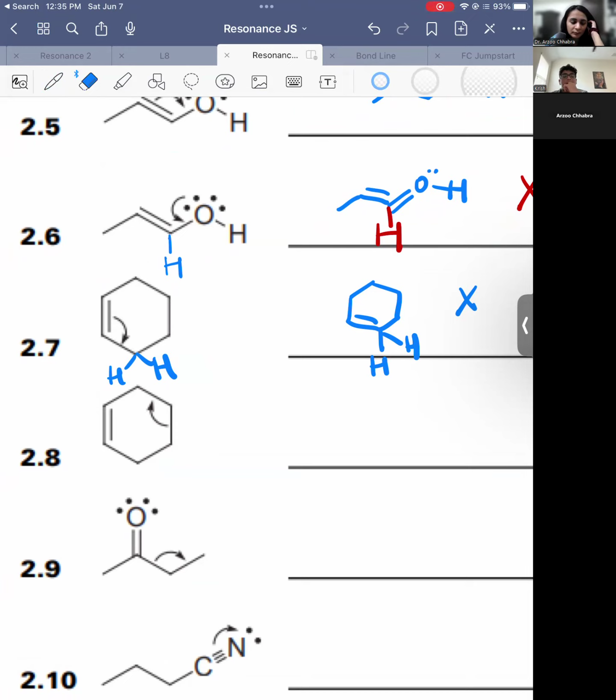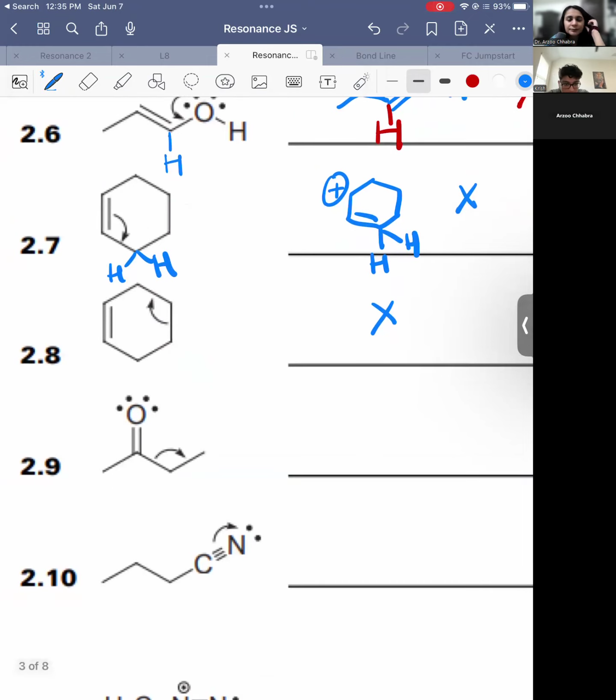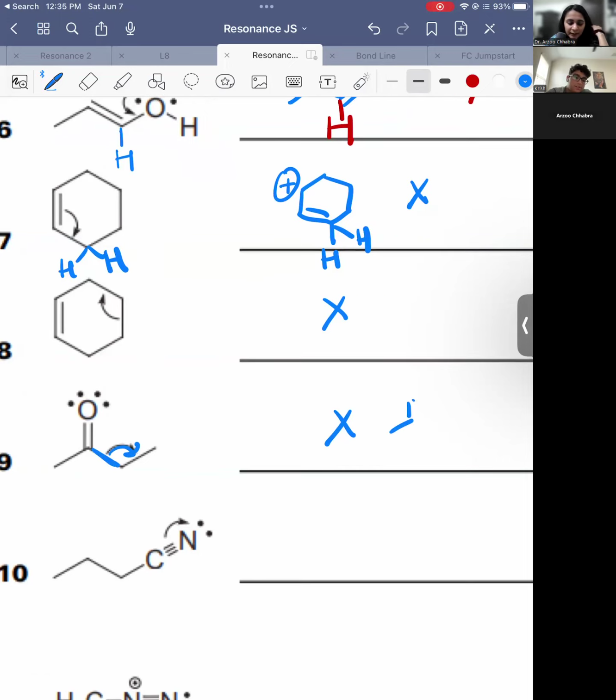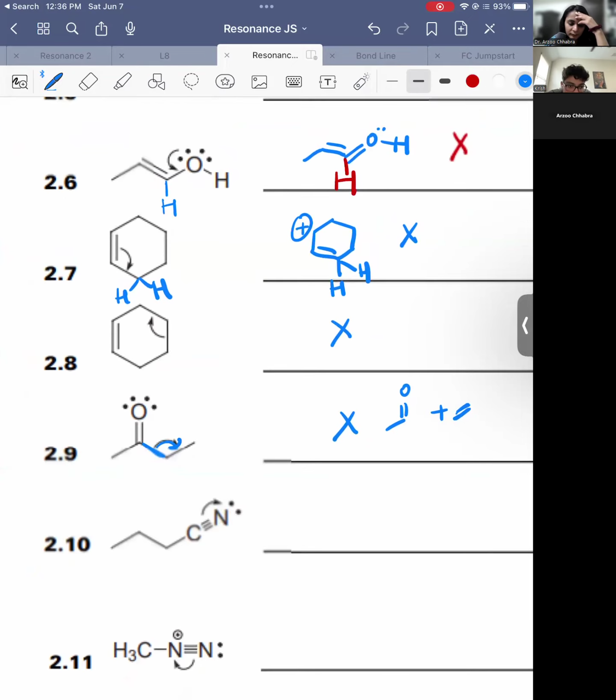And then 2.8. Exactly, because that's just moving the single bond, not possible. 2.9. No, again, because again, moving the single bond is not possible, because we are literally breaking that bond to form a double bond. And then the last one.